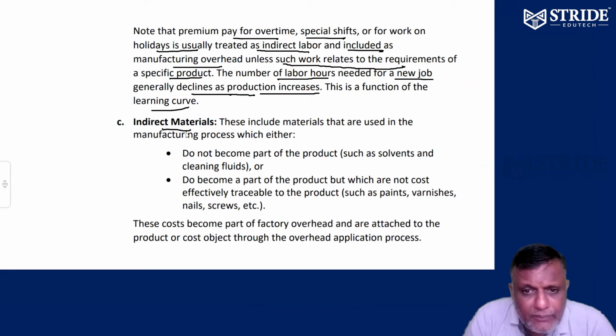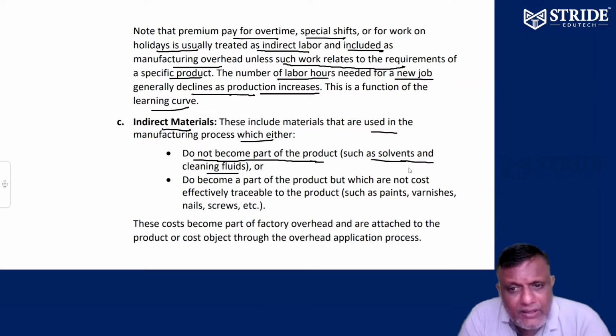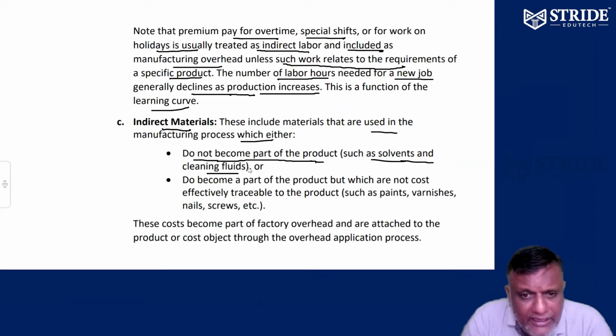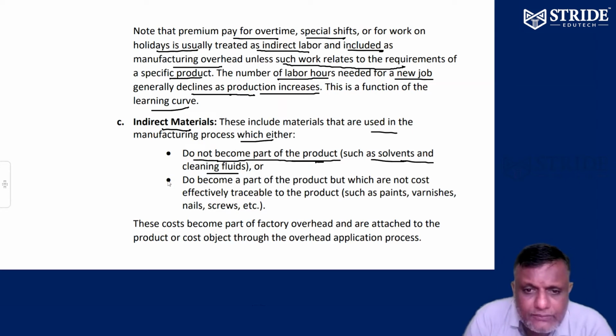Right. Now indirect material. These are the materials used in the manufacturing process that do not become part of the product. Examples are solvents and cleaning fluids. We cannot exactly know what is used, so generally we are using factory solvents. You know the price, but you cannot exactly charge or allocate it. Non-traceable. Cleaning fluids and solvents you cannot exactly trace. So they are not direct material, they are indirect material.